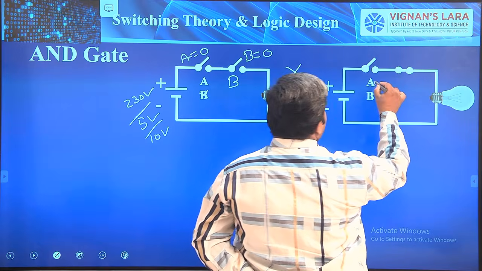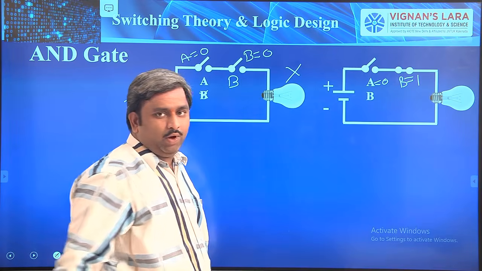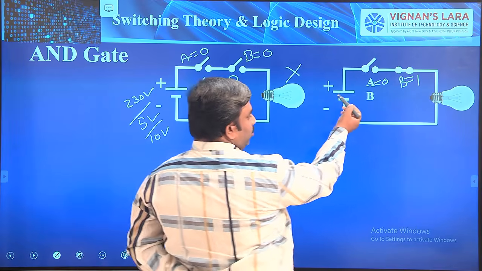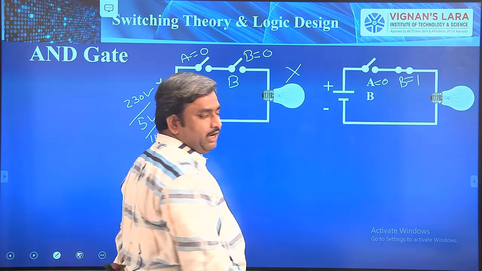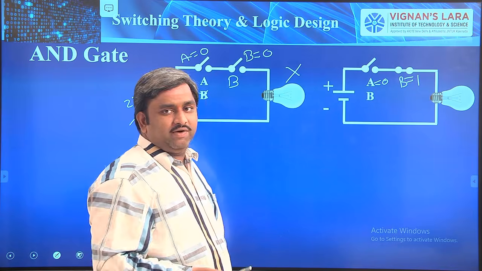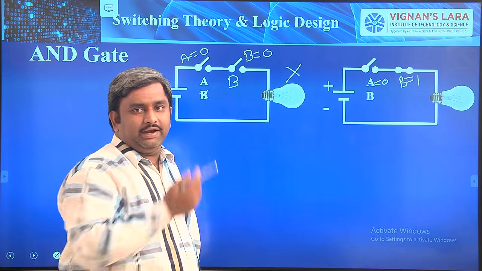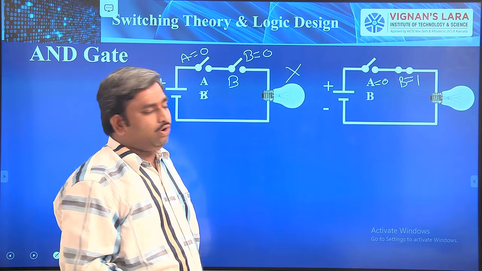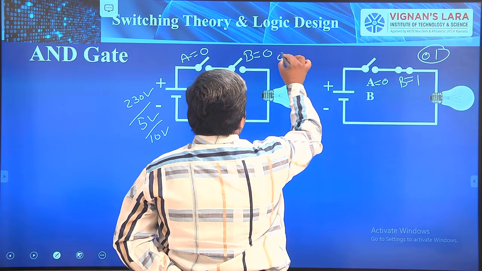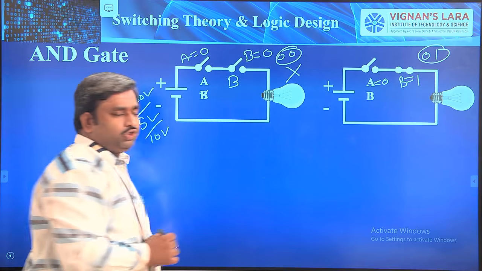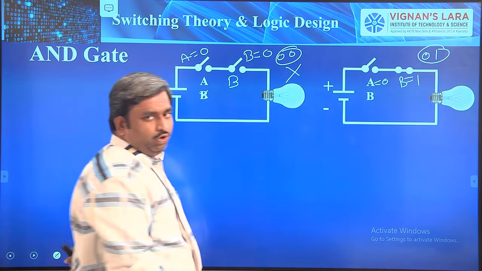Second, coming to here, A switch is in off state, B switch is in on state. That is logical 1 I have represented here. So the power supply is not going to the bulb available at the output side. The bulb is not receiving the input voltage because A is in the open condition. So in this case also the bulb is not going to turn on. So this is the 0-1 condition and this is the 0-0 condition. 0-0 means A is equal to 0, B is equal to 0. Here 0-1 means A is equal to 0 and B is equal to 1.